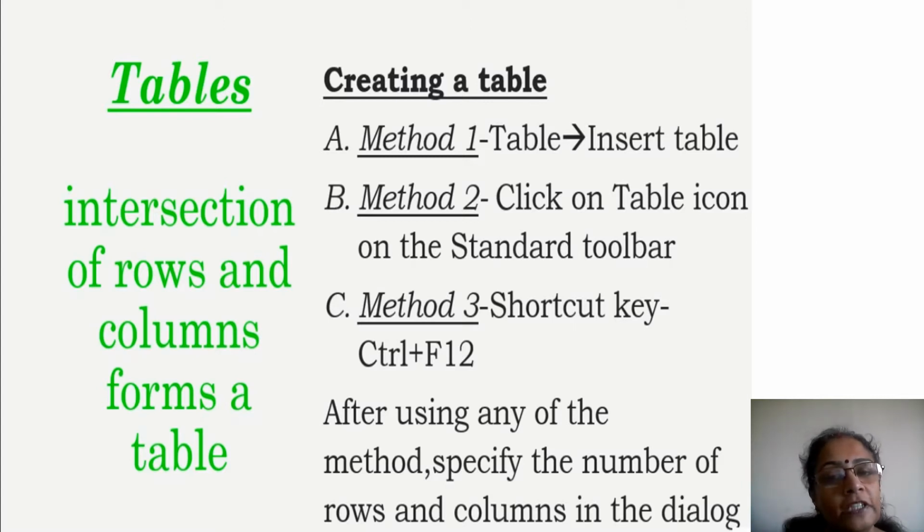Now what are the three methods in which we can create a table? First method is to click on the table menu and the insert option. Second one is to use the table icon on the standard toolbar, and the third method is using the shortcut key of Control plus F12. So these are the three methods in which we can create tables in Writer.